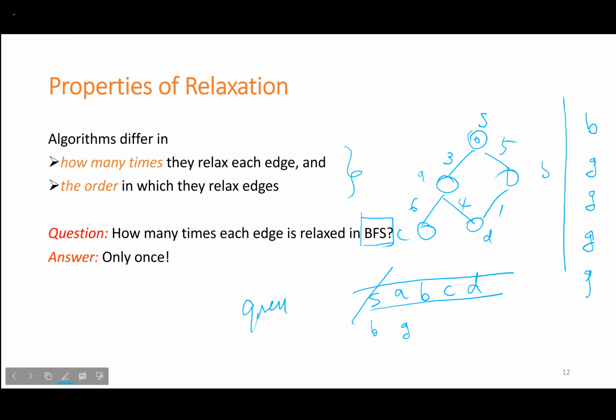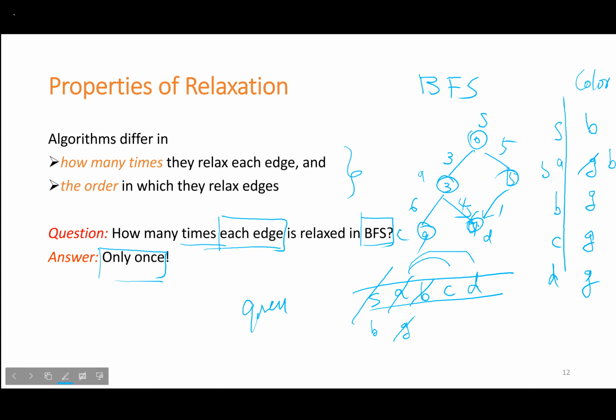So this question asks you how many times each edge is relaxed in BFS. From what we discussed here, you can say each edge got relaxed only once, because each edge you access once. Through this BFS, you can get the shortest path from the root node to every other reachable node. Now here you can continue to finish this BFS.